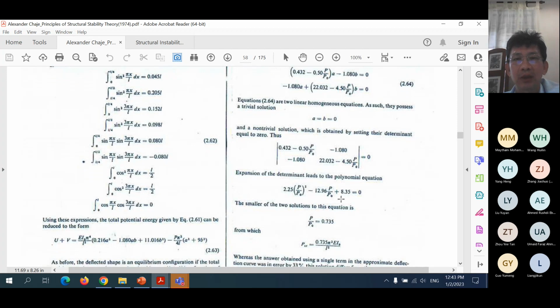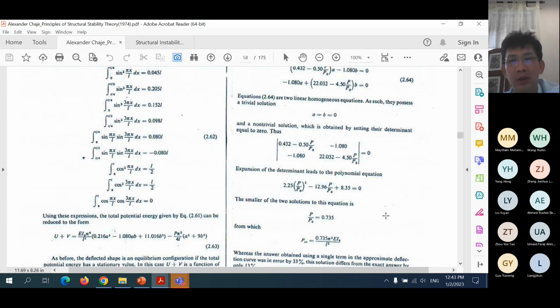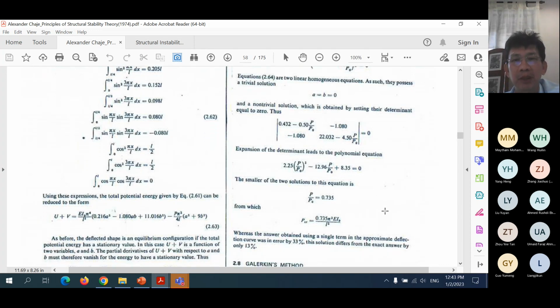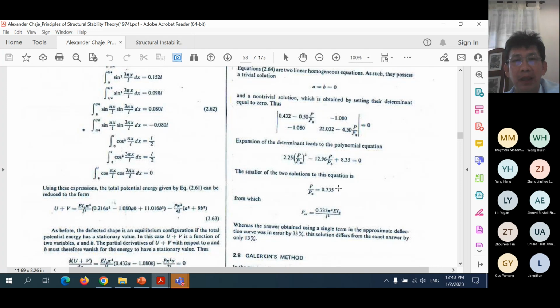Then we get the quadratic equation, and we can solve for P, and the smaller of these 2 solutions will give us the P critical. And by adding one more term, we improve the accuracy from 33% higher than the exact to only 13% higher.